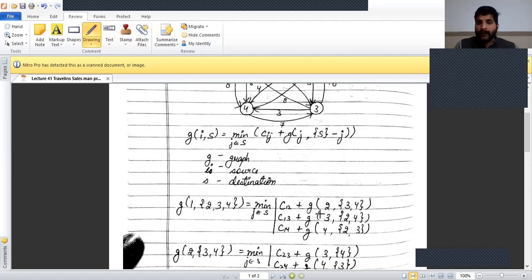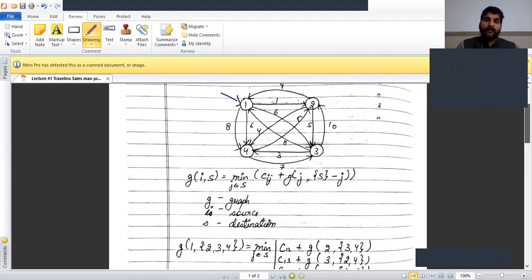Now we find the cost values. C(1,2), the value from 1 to 2, equals 1. Similarly, the value from 1 to 3 equals 6. Similarly, 1 to 4 equals 6. The values given in the graph are the cost matrix.